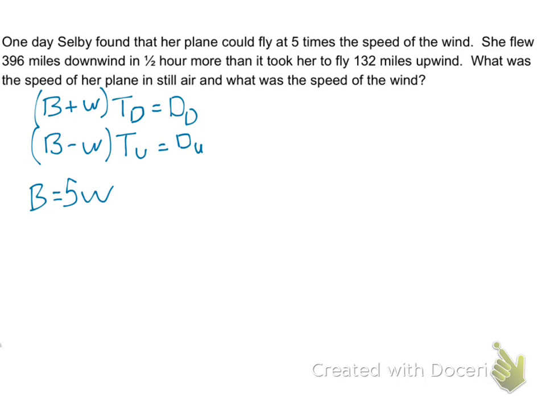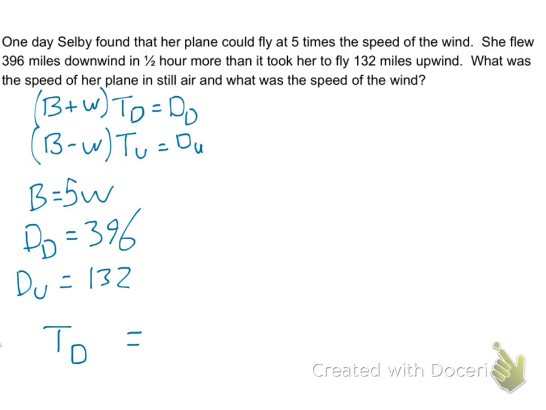You know that she flies 396 miles down. This first example, I'm going to list them all before I throw them into the equation. And it took her 132 miles up. So distance up is 132. And then we could talk about TD equals TU. Are they the same?